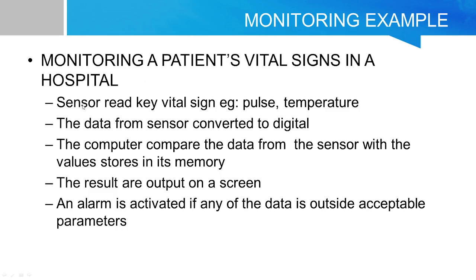At first, the sensor, which is an input device, will read key vital signs, for example, the pulse and the temperature of the patient. After that, the data will be sent by the sensor and converted to digital by using an analog digital converter, so that the computer will be able to accept the data. Then the computer will compare the data from the sensor with values stored in its memory, and the result is output on a screen. An alarm is activated if any of the data is outside acceptable parameters.